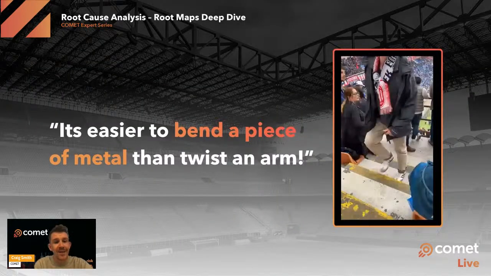My final sign off for today. It's easier to bend a piece of metal than twist an arm. What does that mean? It's easier to bend a piece of metal. Let's not fix the worker. Let's fix the process. Let's fix the design. Let's fix the workplace. You will get a much quicker response and you will have a much safer situation by doing that than if we try and focus on simply changing human error. Yes, you might get short-term knee-jerk reactions, but we will always revert to type in the end. So it's easier to bend a piece of metal than twist an arm. And I will leave that as my final sign-off for today.